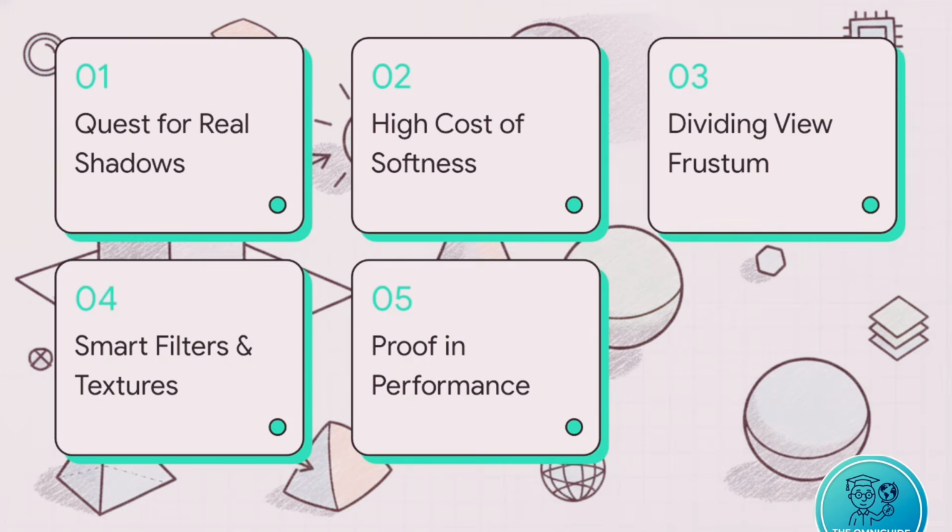Okay, let's dive into this. We're keeping it moving today, covering, first, the quest for realistic shadows. Second, the high cost of softness. Third, dividing the view frustum. Fourth, smart filtering in textures. And finally, proof in the performance.